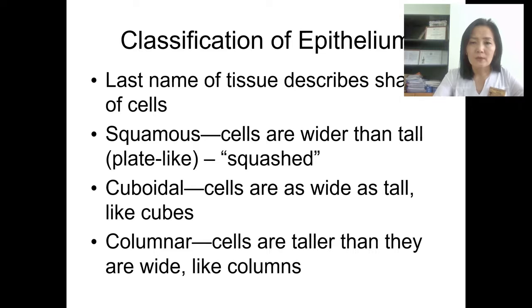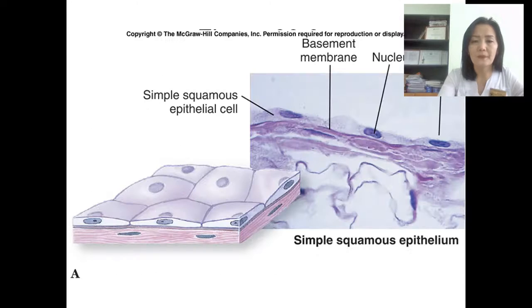Okay, according to the shape of cells, simple epithelium can be divided into squamous, cuboidal, and columnar epithelium. What does squamous mean? Squamous cells are wider than tall, or squamous epithelium consists of flattened cells. Cuboidal cells are as wide as tall, like cubes. Columnar epithelium consists of cells which are taller than they are wide, like columns.